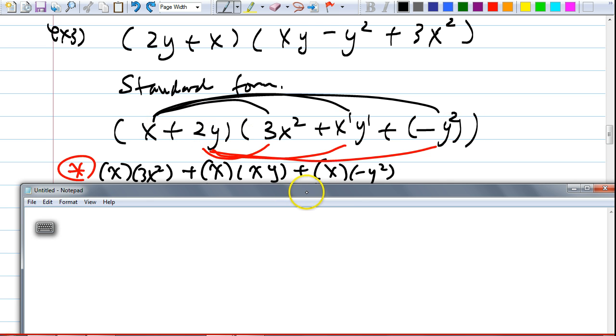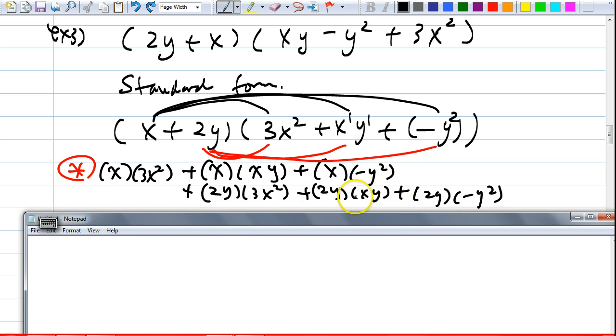Well, then what did you get for 2y times this? What do you get? 2y times 3x squared, plus 2y times xy, plus 2y times negative y. Right. Okay, now tell me what you get when you simplify.